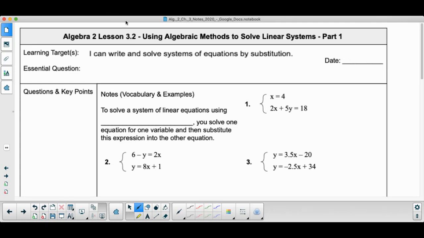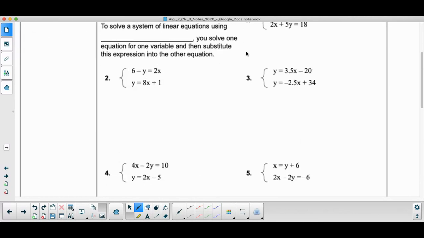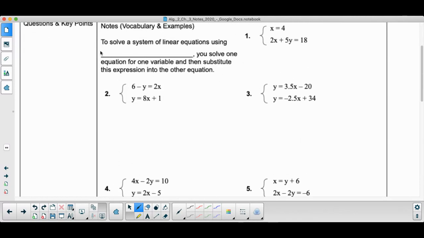This is 3.2, using algebraic methods to solve linear systems. Part 1 is writing and solving systems of equations by using the algebraic method called substitution. To solve a system of linear equations using what we call substitution, you solve one equation for one variable and then substitute that expression into the other equation.